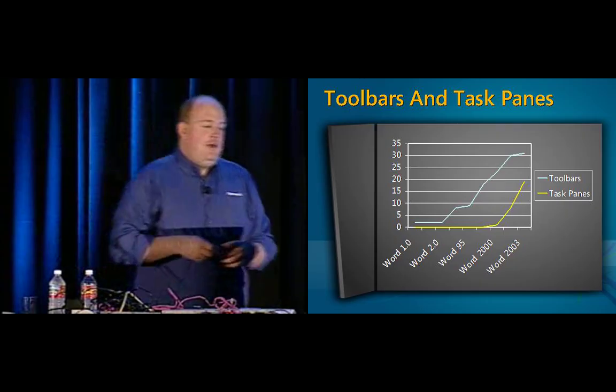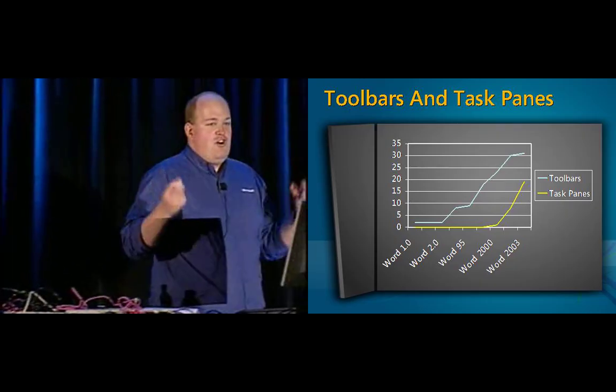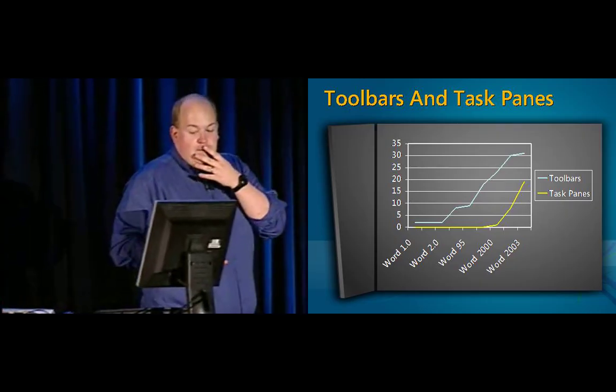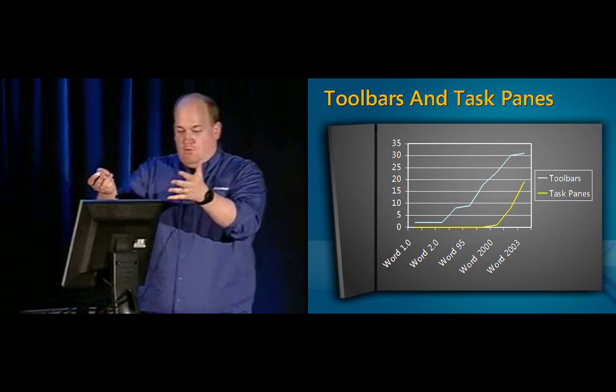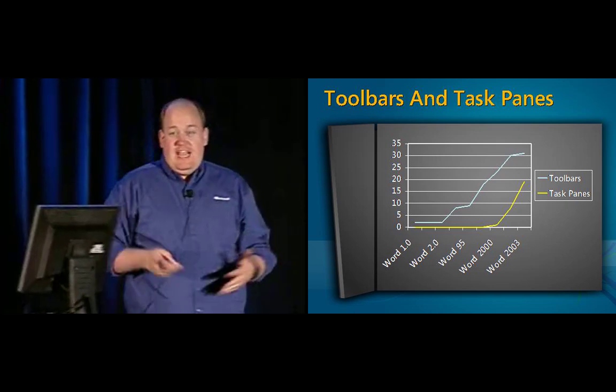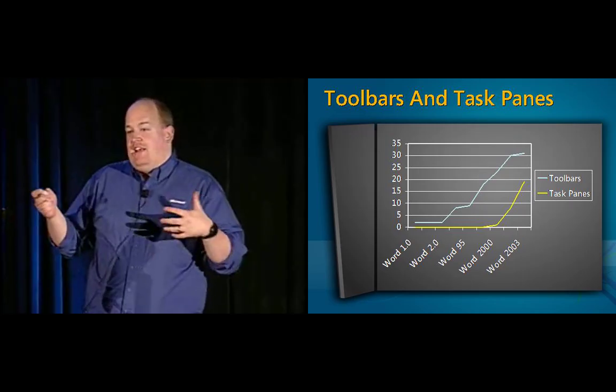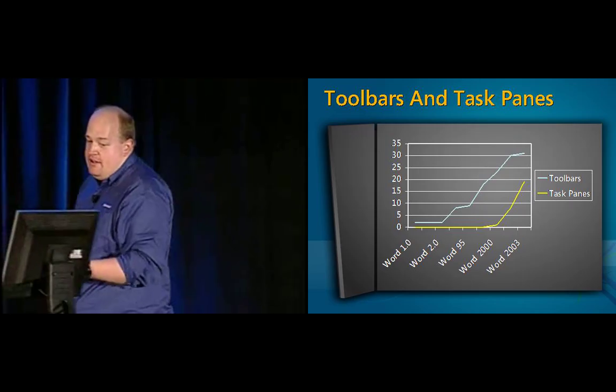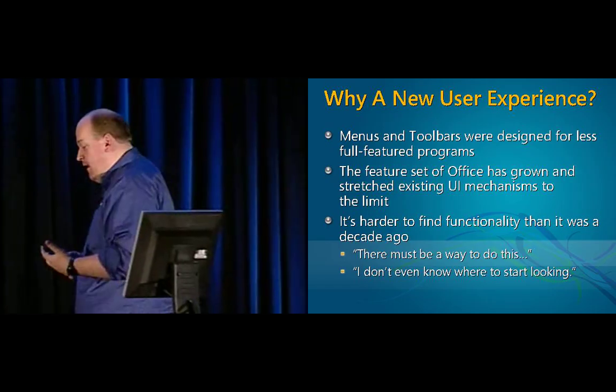And by the time we looked at starting what we now call Office 12, we said, my God, by Word 12, we're going to have 70 task panes. And the next version, we're going to have 200. And it became clear to us that we needed to do something.